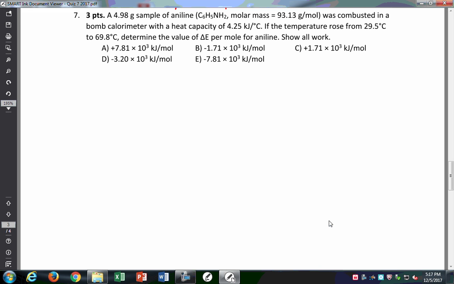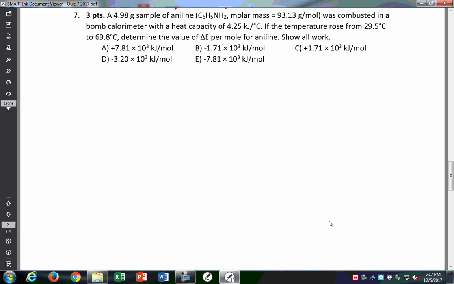And it was combusted in a bomb calorimeter. So we burned it, it went through combustion in the bomb calorimeter. And we have to know the heat capacity of the calorimeter because we need that constant, but that's given at 4.25 kilojoules per degree Celsius. If the temperature rose from 29.5 degrees Celsius to 69.8 degrees Celsius, determine our delta E per mole of aniline.